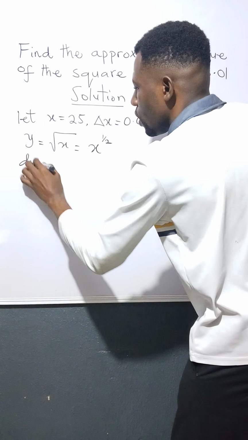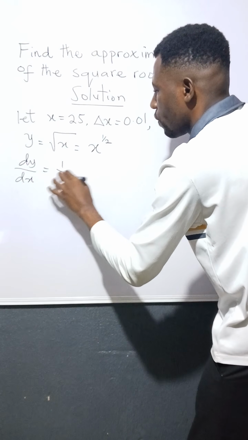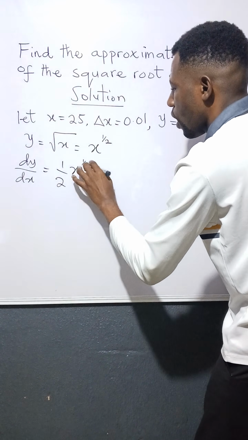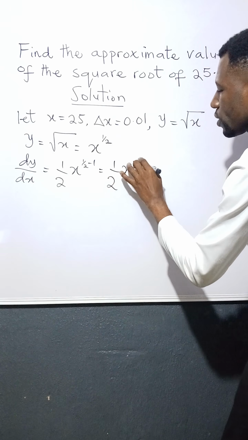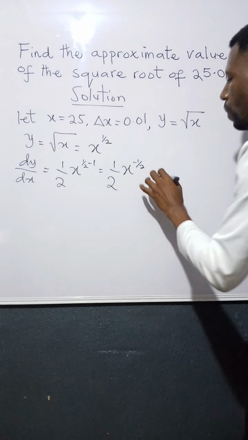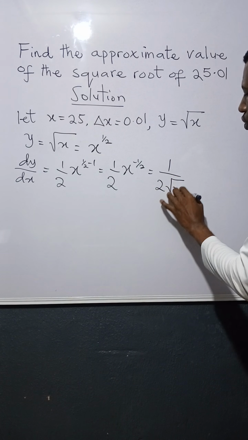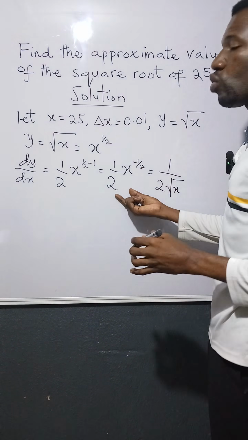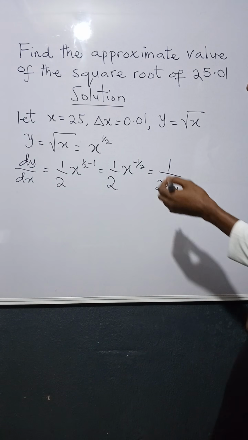Okay, so dy/dx will give me half x to the power of half minus 1, and that is half x to the power of minus half, which is equal to 1 over 2 root x. If this comes down, that's 1 over 2 x raised to the power of half, and x raised to the power of half is the same thing as the square root of x.